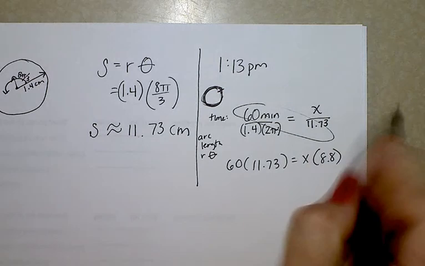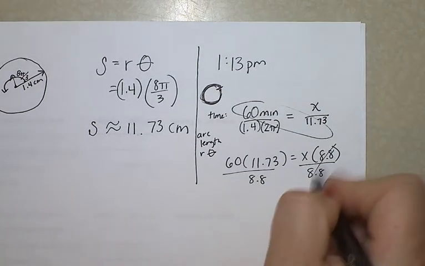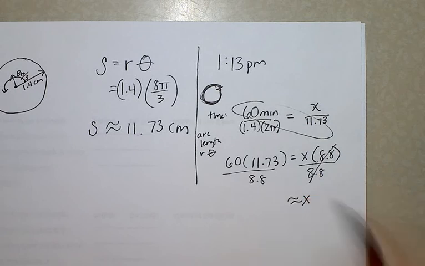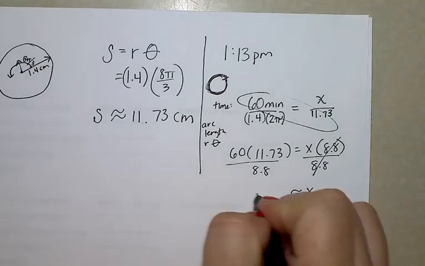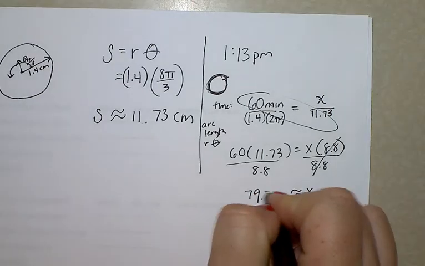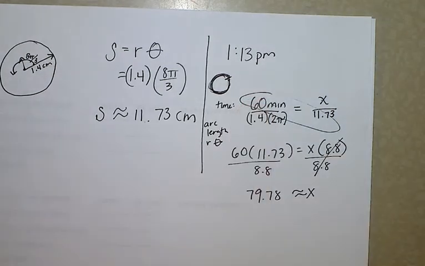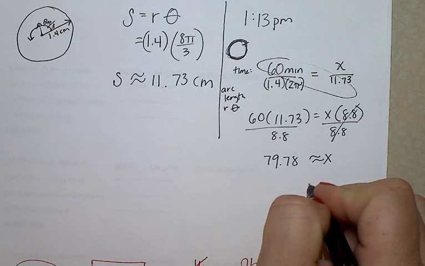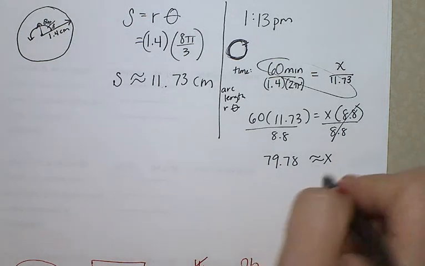To isolate the x, I divide both sides by 8.8. And we're going to eventually round to the nearest minute. So 79.78 would be minutes. Remember, x is in terms of minutes. But when I round to the nearest minute, I end up with 80 minutes.